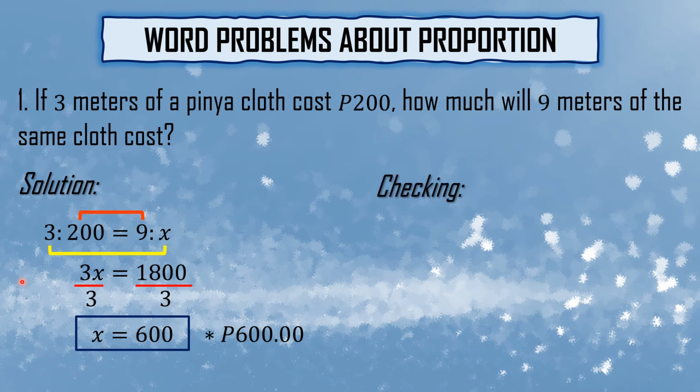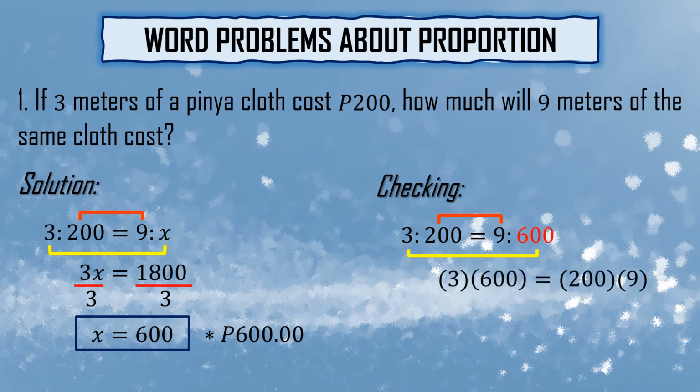Para malaman natin kung tama yung ating sagot, let us apply the checking na kung saan papalitan lang natin yung variable x na nakuha nating sagot which is 600. And then, imumultiply lang natin ang means at ang extremes at kailangan tulad sila ng measure or ng value. So, 3 times 600 is equal to 200 times 9. 3 times 600 is 1,800 at 200 times 9 is 1,800 also, therefore, equal sila sa isa't isa.